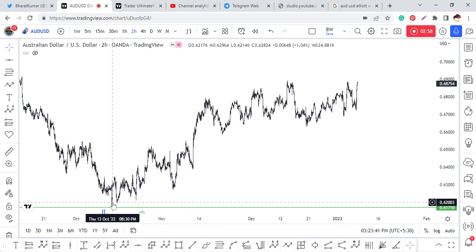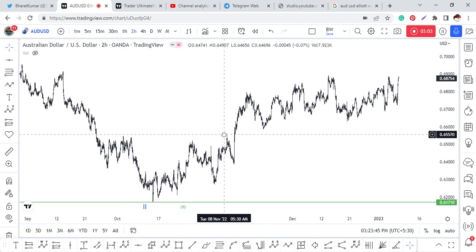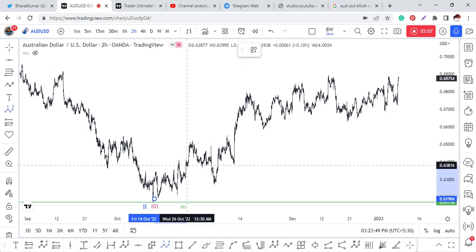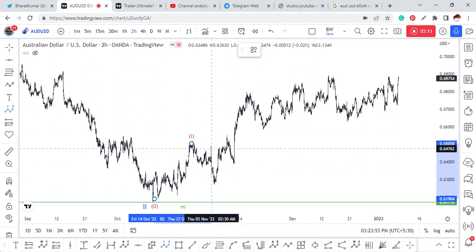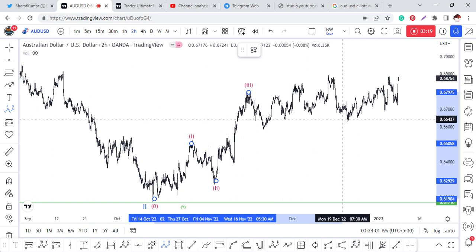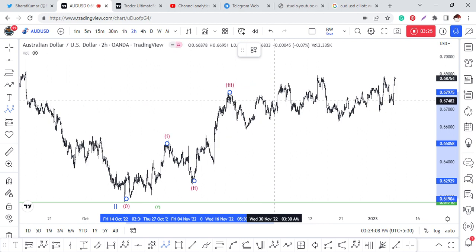You can see this is one, two, three, four, five. It's like a leading diagonal, so I will label it as 1. This is the A, B, and C. This one is 2. Now it might be that this one is the third wave, 4 and 5. No, I'm not convinced.